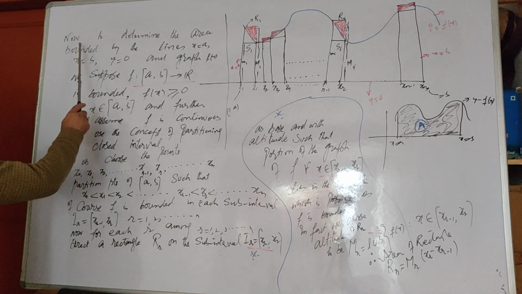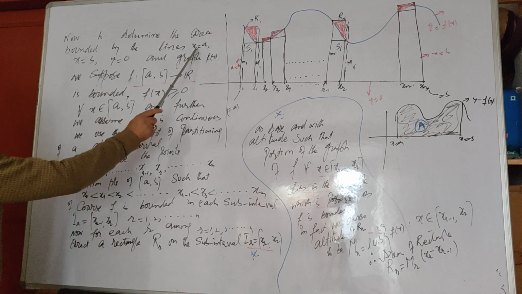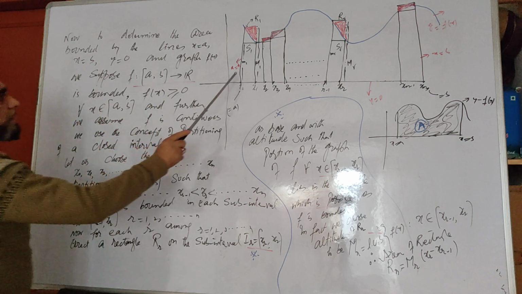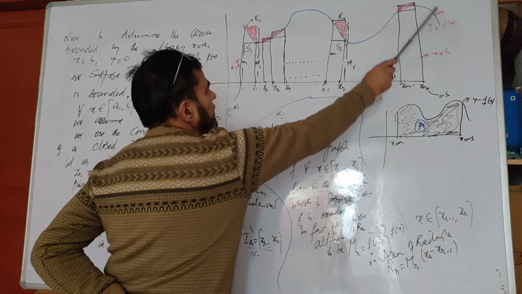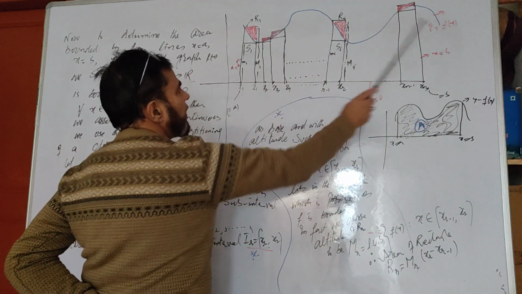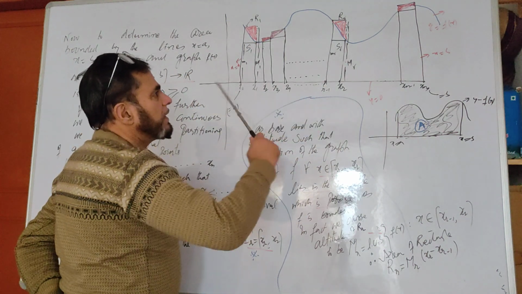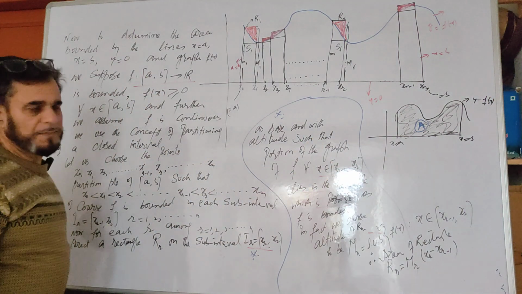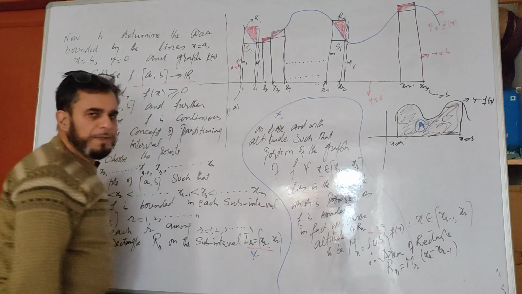Now to determine the area bounded by the lines x is equal to a, x is equal to b. This is x is equal to a, x is equal to b, this is the graph, this is the graph of the function y equal to f(x). So this whole region is bounded between a and b. We have to find out this area. How do we go about it?